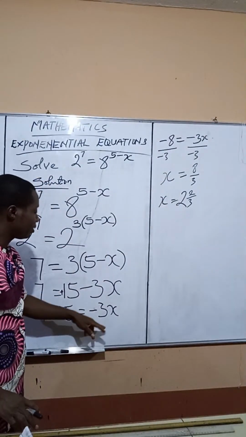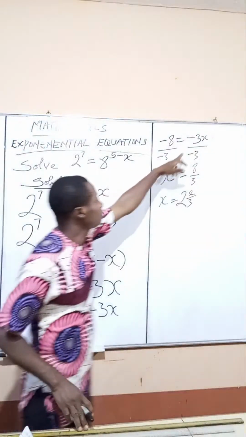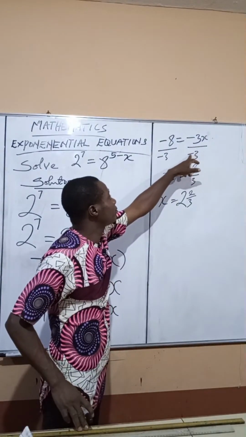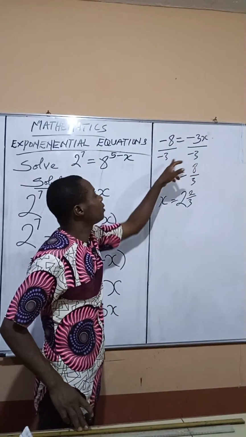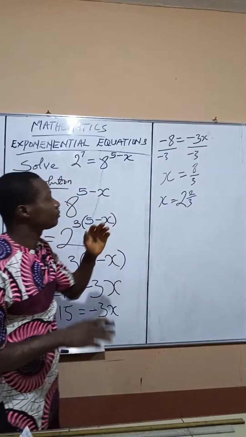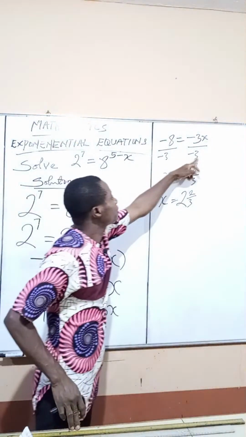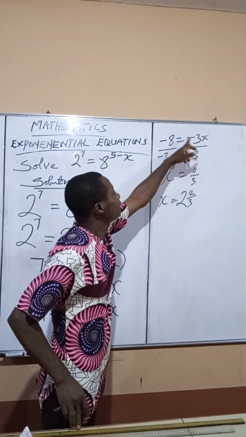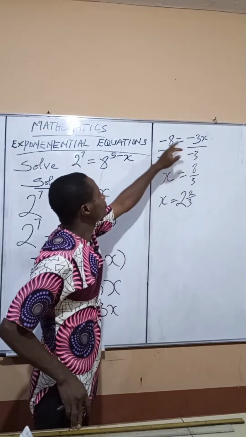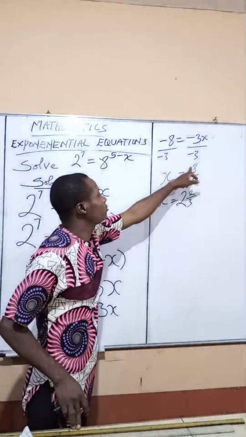And here we have minus 3x. So we can now divide both sides by minus 3, since we are to find the value of x. That strikes this one, okay? Then leaving us with x equals, we are now left with 8 over 3.